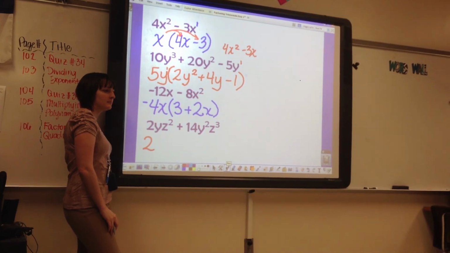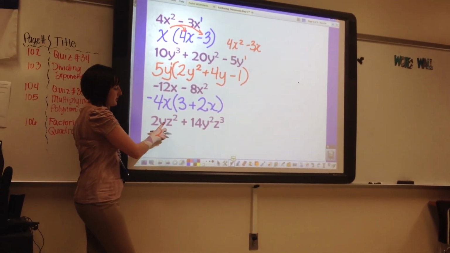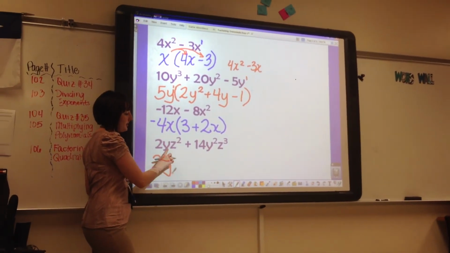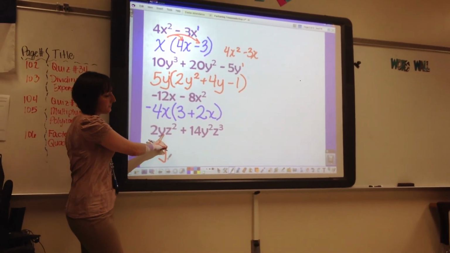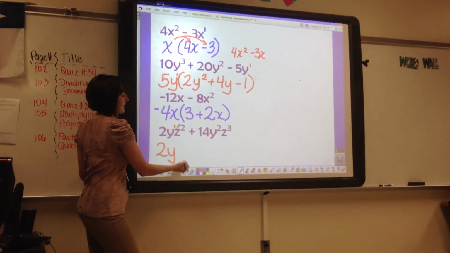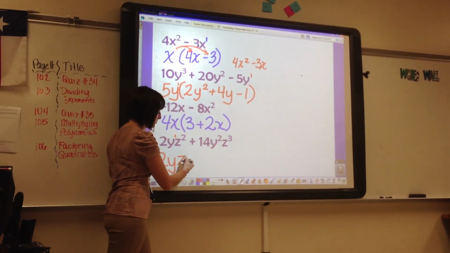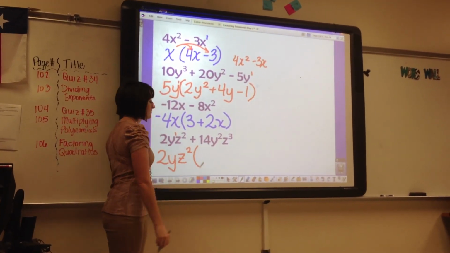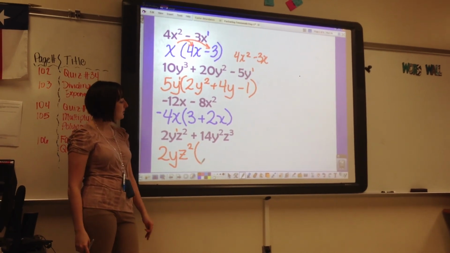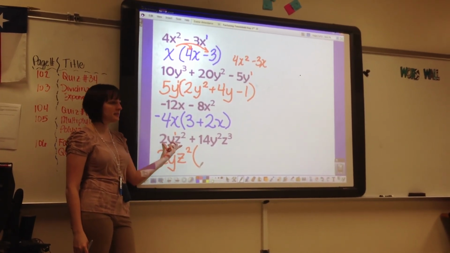Y's. How many Y's? 1. There's only 1 in this one, so that's as many as you can go. Pick the smallest exponent. How many Z's? 2. So that's our GCF.